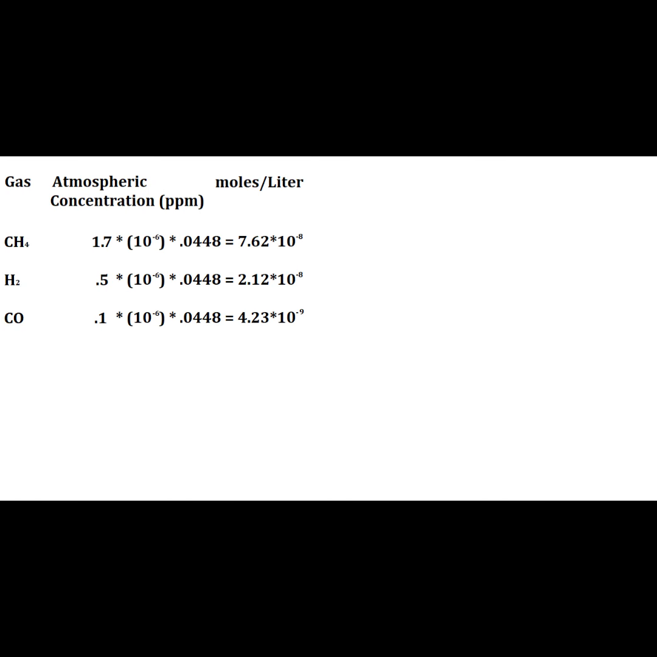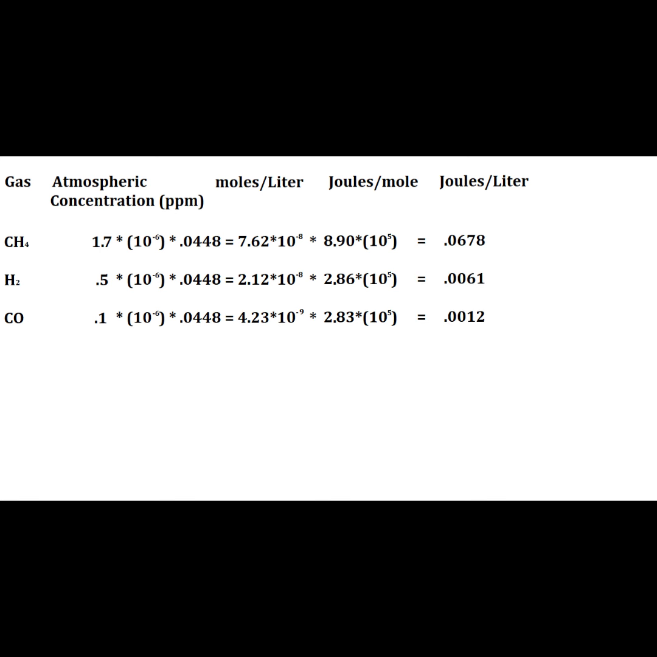There are 44.8 millimoles per liter of air at sea level, so this comes to 76.2, 21.2, and 4.23 nanomoles of methane, hydrogen, and carbon monoxide per liter. With the combustion of methane, hydrogen, and carbon monoxide yielding 890, 286, and 283 kilojoules per mole, the oxidation of all the trace gases in 1 liter of Earth's atmosphere at sea level would yield 75 millijoules.